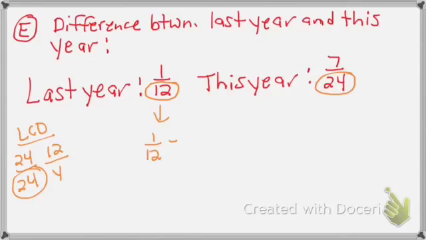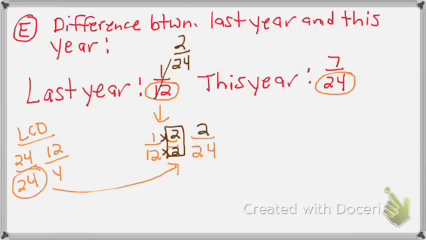So I'm going to change my 1/12 into something 24ths. Put my window box. What do I do to 12 to turn it into 24? I say 12 times 2 equals 24. Whatever I do on the bottom, I must do on the top. So 1 times 2 equals 2. So I turned 1/12 into 2/24. I decided I'm going to cross it out up top and write 2/24.